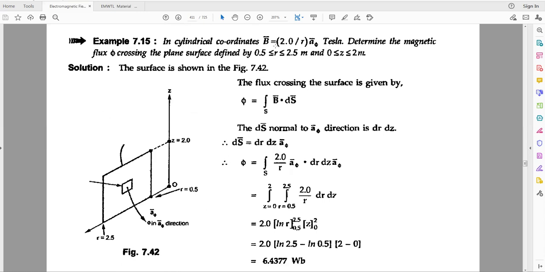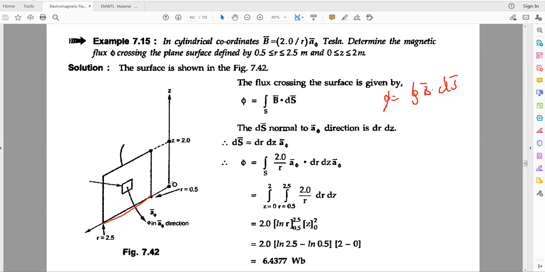In a cylindrical coordinate system, B bar is given, nothing but the magnetic flux. Determine the magnetic flux phi crossing the plane surface where R is in the range of 0.5 to 2.5 and Z varies from 0 to 2. It's a cylindrical coordinate system. I want the Gauss law of magnetic field, phi is equal to the integral of B bar dot dS bar. So dS is a surface given by 0.5 and 2.5 in R. See, this is a point on the R axis, and Z is also given, Z equal to 0 to 2 meters.